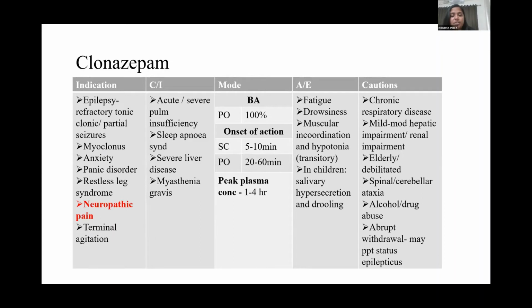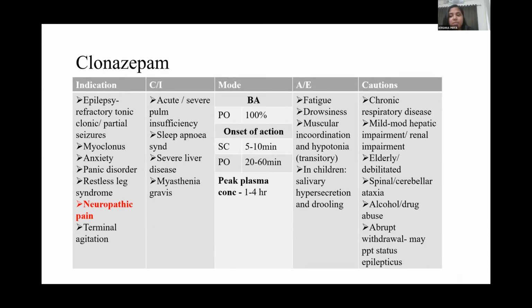Contraindication is acute or severe pulmonary insufficiency, sleep apnea, or severe liver disease or myasthenia gravis. Bioavailability per oral is 100%, and subcutaneous onset of action is 5 to 10 minutes. Per oral, it is 20 to 60 minutes. And the peak plasma concentration is 1 to 4 hours. Adverse effects are fatigue, drowsiness, muscular incoordination, and hypotonia. In children, salivary hypersecretion and drooling can occur.